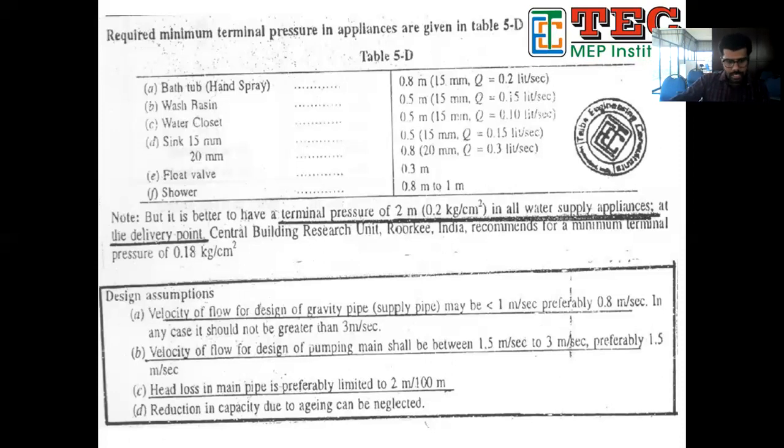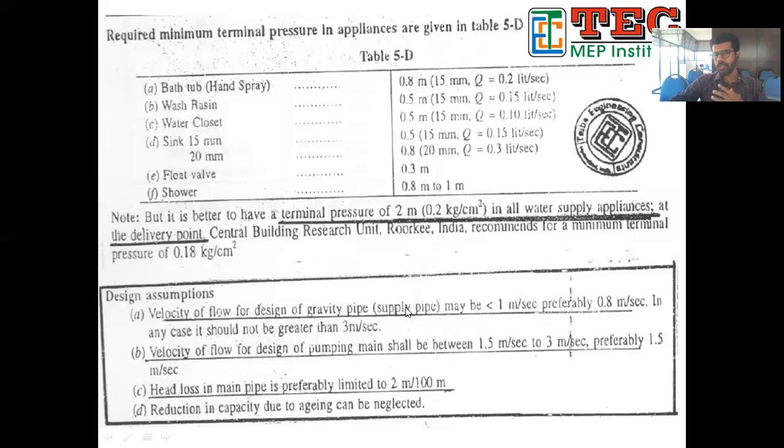So what is said here is the velocity of flow for the design of gravity pipe. We have two types of pipe: one is gravity pipe and one is pressure pipe. As I said yesterday, from the well we are giving water to the overhead tank. From the overhead tank, with the help of gravity only, it will come to the different appliances and fixtures.